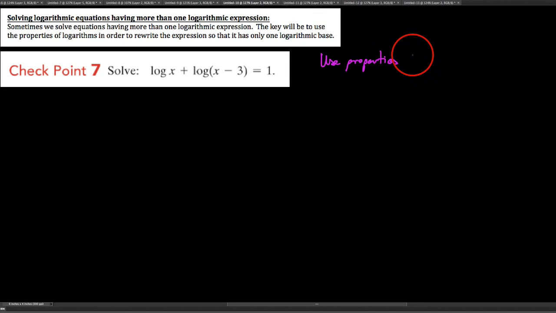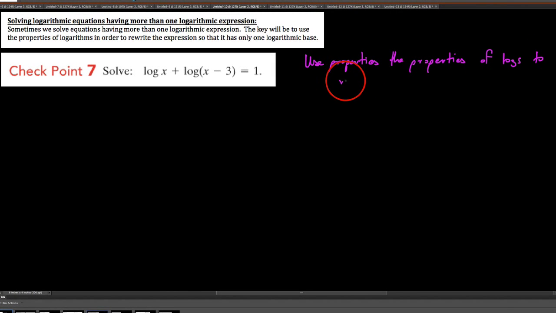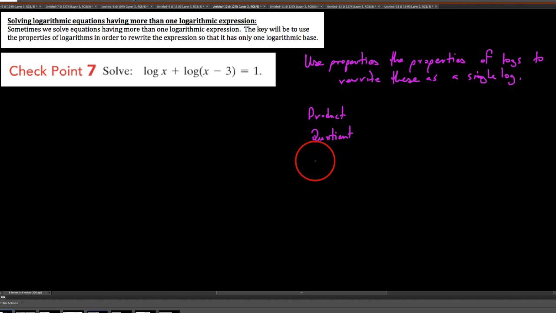So we're going to use the properties of logs to rewrite these as a single log. So what I want to do really quickly is list the properties we have here: we have a product rule, a quotient rule, and we have our power rule. So I'm going to make sure that we list these over here.